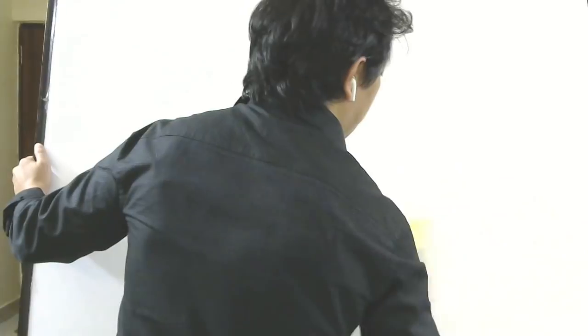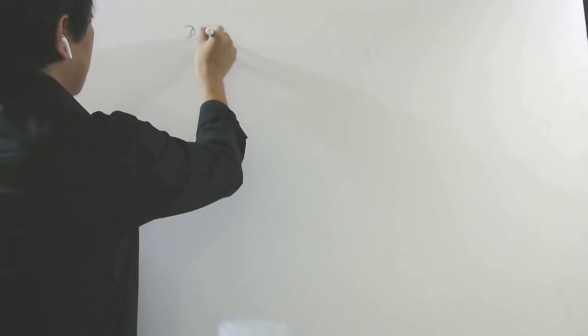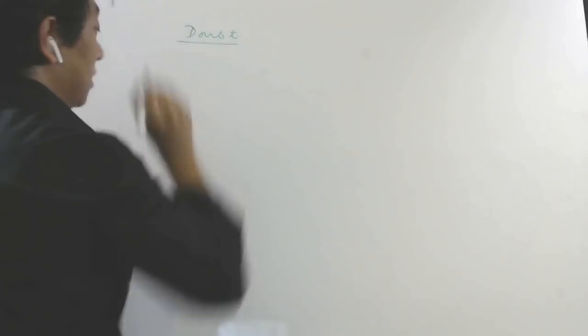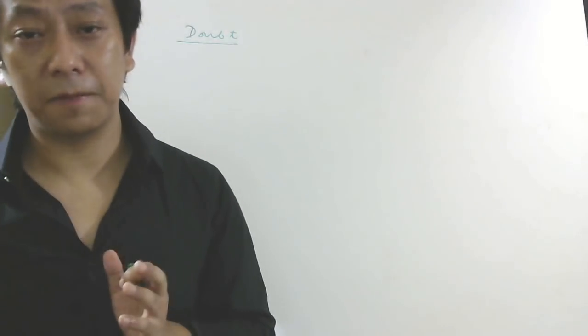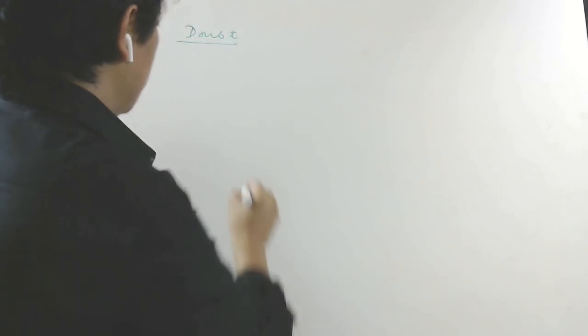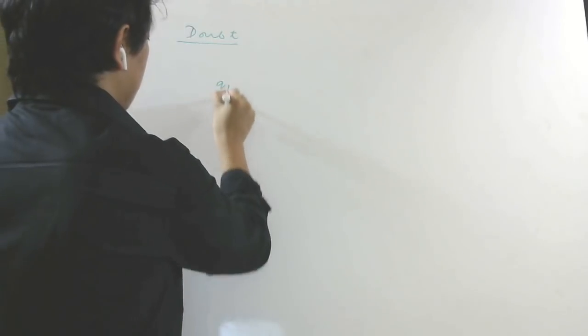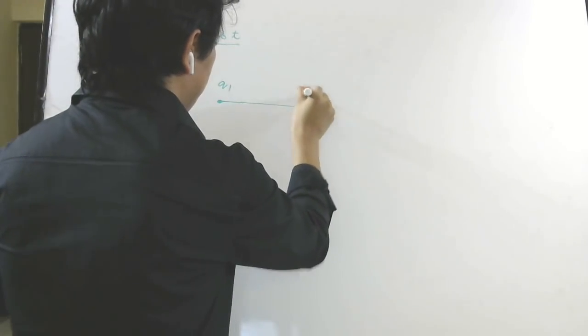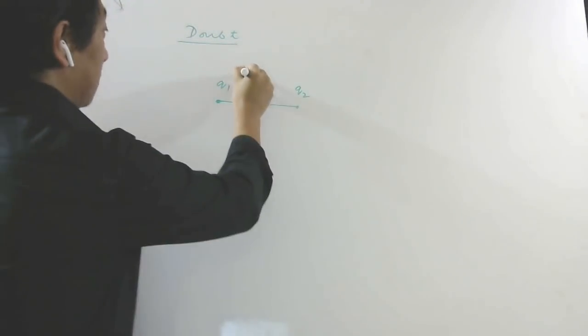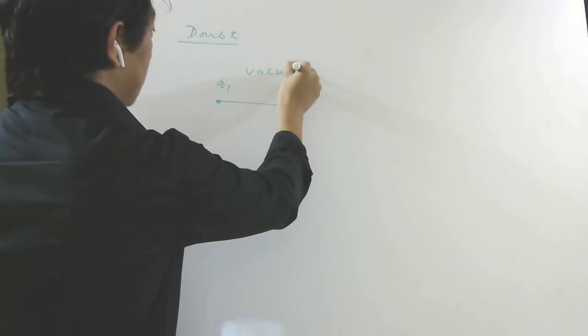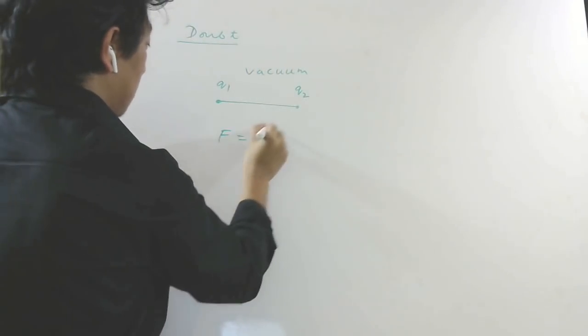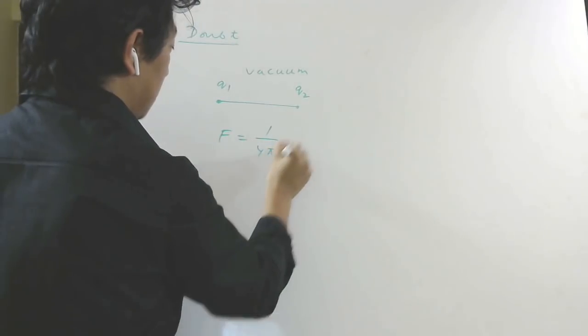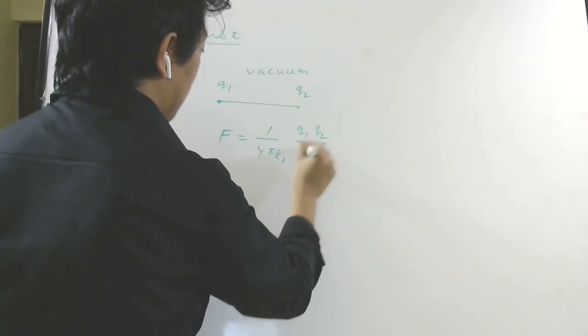Now I would like to answer one doubt which was asked by one of my students. Okay, Naveen. So he asked me a very good question, and the question is, I told you that if you have two charges Q1, Q2 in vacuum, then the force between them is 1 by 4 pi epsilon naught Q1 Q2 by R square.